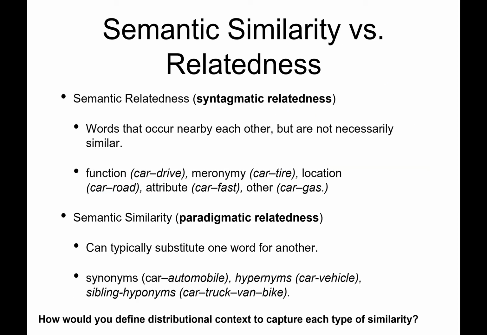All right. So first of all, there are 2 types of semantic relatedness, so 2 similarities. So relatedness, we call it syntagmatic relatedness, so words that occur nearby each other but are not necessarily similar. So you have car and drive, you have car and tire. Meronymy is something we're going to talk about in the next session when we talk about semantics. And then you have paradigmatic relatedness, where you basically can substitute one word for another, like you have car, automobile. Hypernymy is also something we're going to talk about in the next session in class. You have car, vehicle, etc. So how would you define distributional context to capture each of these similarities?